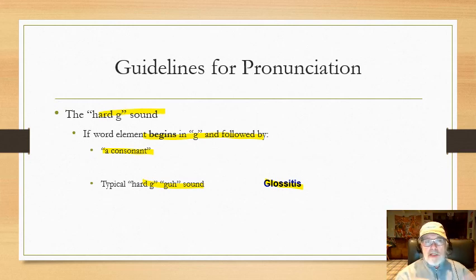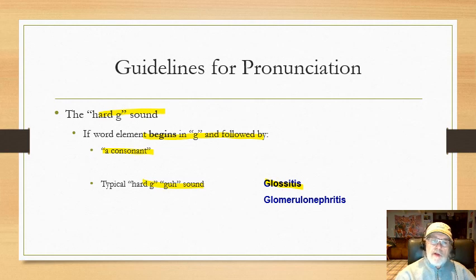I see how easy these medical words are to put together. So glossitis would be an inflammation of the tongue. Some nutritional deficiencies and some diseases will cause a glossitis.